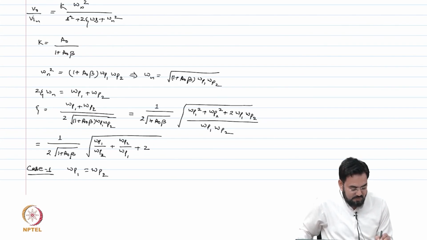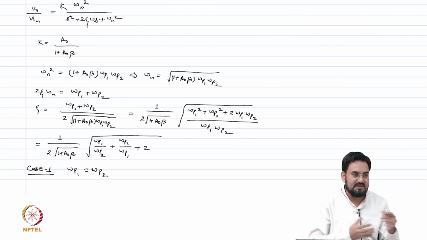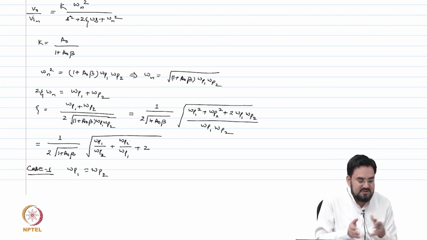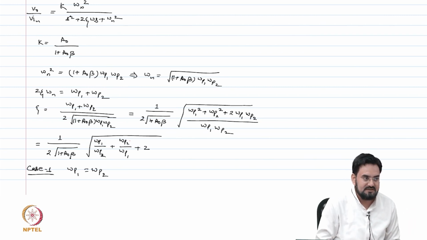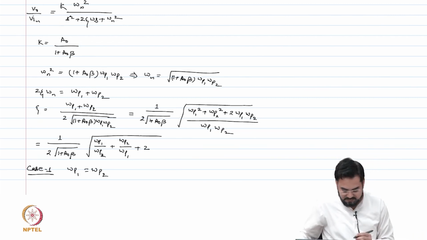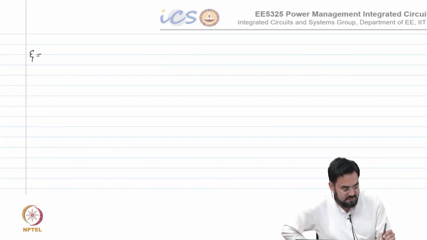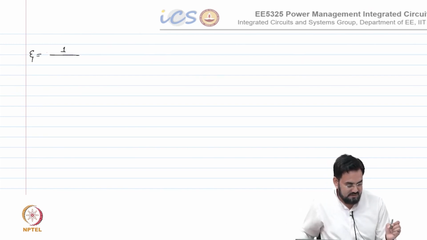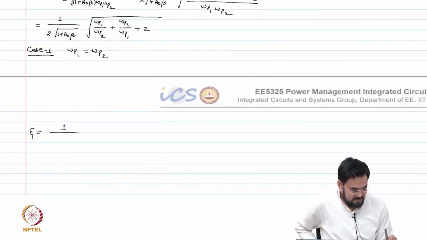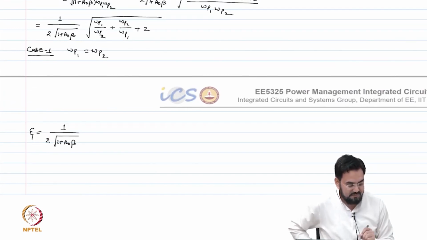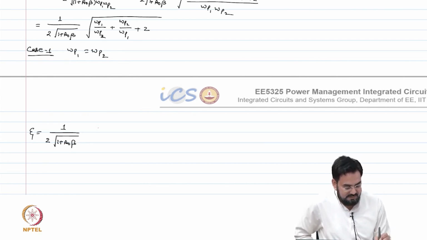If you look at these two terms, omega p1 over omega p2 plus omega p2 over omega p1, they are interchangeable. So, it does not matter which one is at the lower frequency, that will become the dominant pole. So, that is why you have a symmetry here. So, this becomes zeta equal to 1 over, we had twice the square root of 1 plus a naught beta, that will become 2 plus 2.